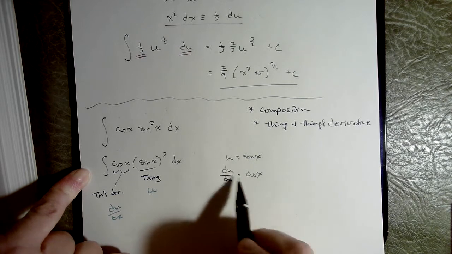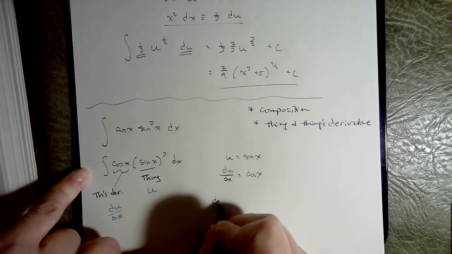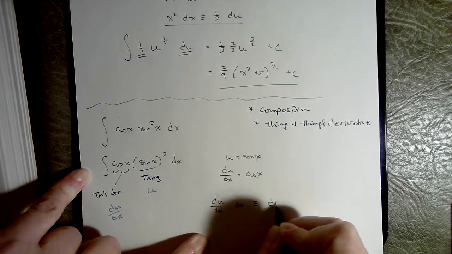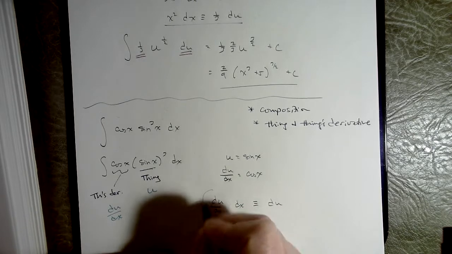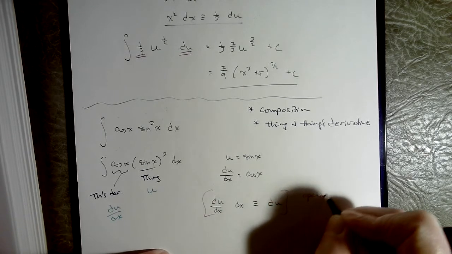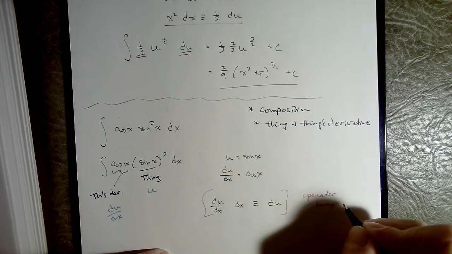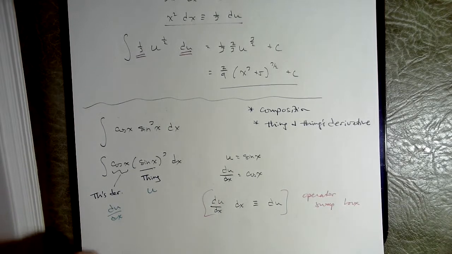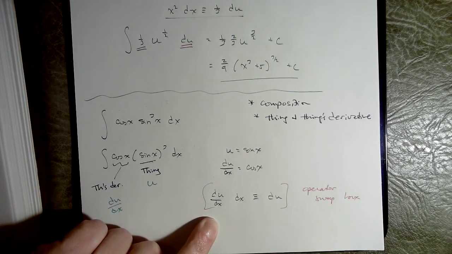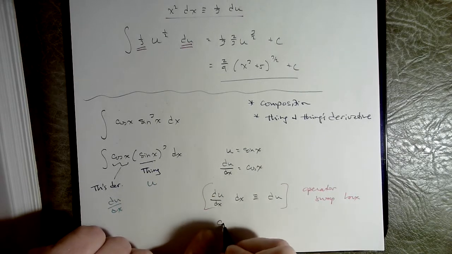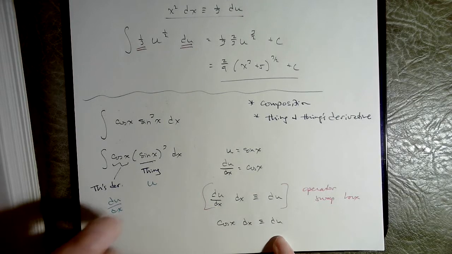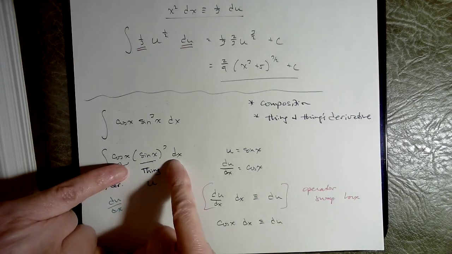Okay, u is sine x, du dx is cosine x. Here's my magic box. du dx times dx, say it with me. du dx times dx is equivalent to du. This is your magic operator swap box. It's this structure that's going to save you every time. du dx, that's cosine x. dx is my bookend, and that's going to be the same as the du bookend. So that's going to come out for du.